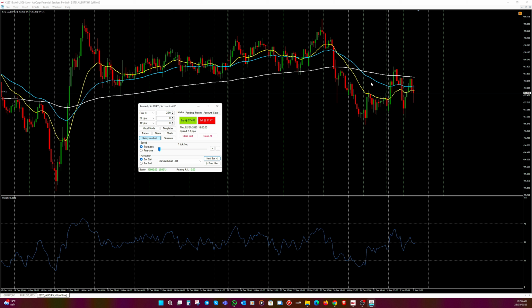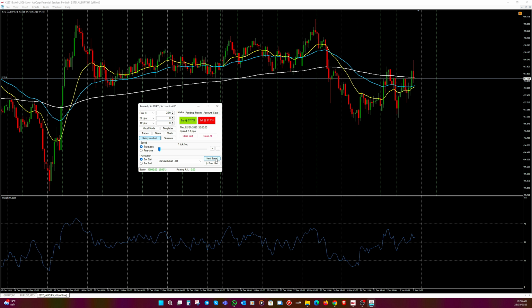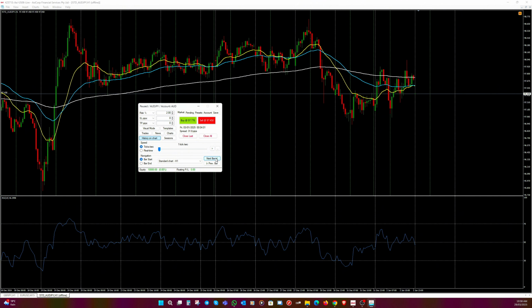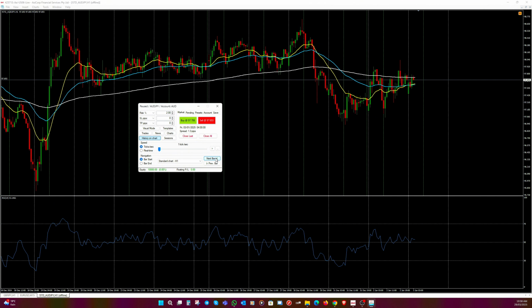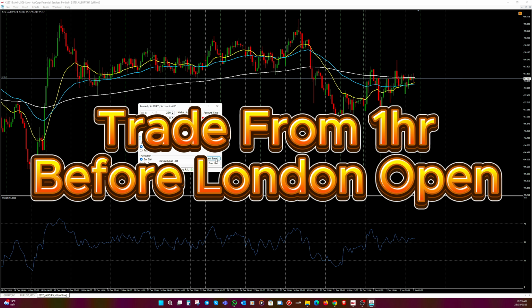I don't really like this setup at the moment. It looks like it's actually going sideways, so I think that's probably going to be a bad entry point. And it looks like I was right, it kept going sideways, slightly up. My trading time is that an hour before the London Open is when I can start trading from.